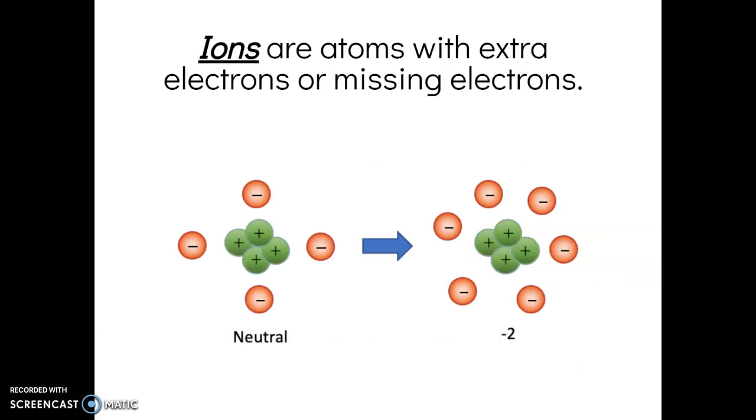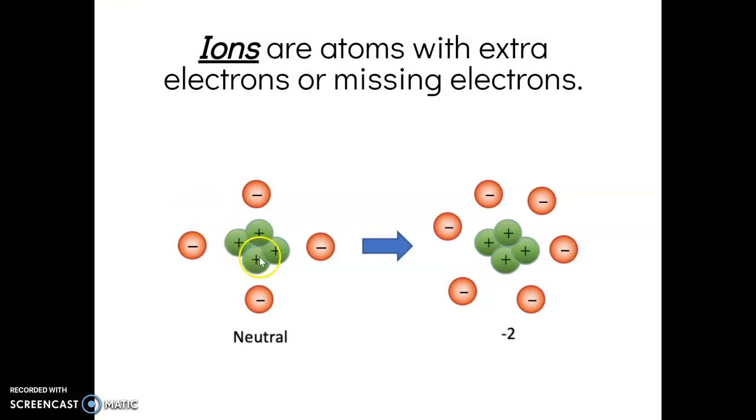So what is an ion? An ion is an atom with extra electrons or missing electrons. Okay, so it's either the atom is gaining electrons or it's giving electrons away. Okay, we'll talk about what type of elements do which.